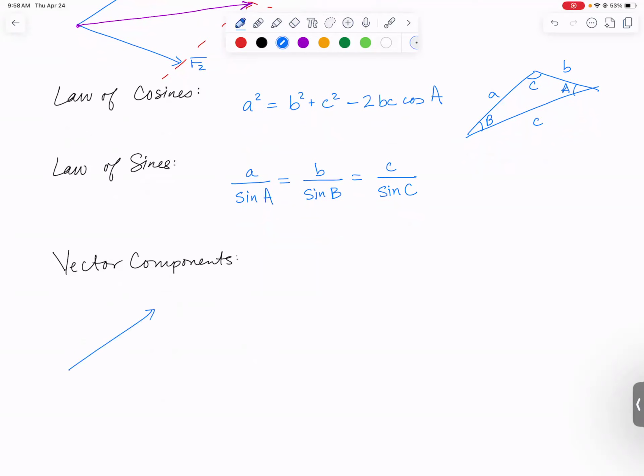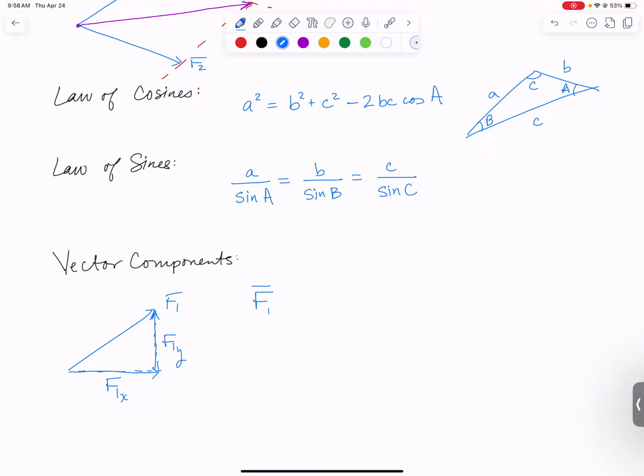So if I have a vector f1, I can break it up into components in any direction I want. Basically, what I'm doing is I'm breaking it up into two vectors, a vector in the x direction and a vector in the y direction, that when summed, give me the overall vector f1. So this side here would be called f1x. This side would be f1y, and I could then write my vector f1.